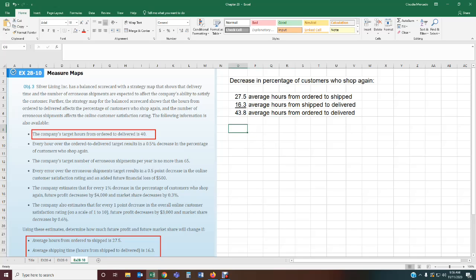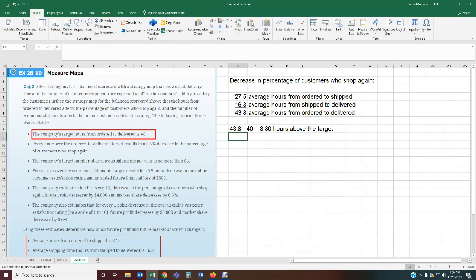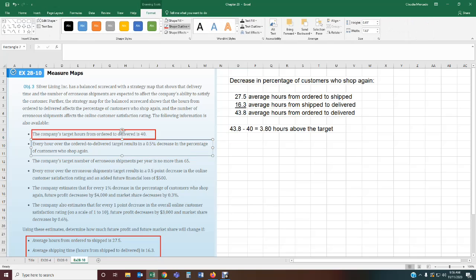So I know it's taking me 43.8 hours. My target is 40 hours based on the first bullet. So that means it's taking me 3.8 hours above the target, which is not good. Now let's look at the second bullet right there.